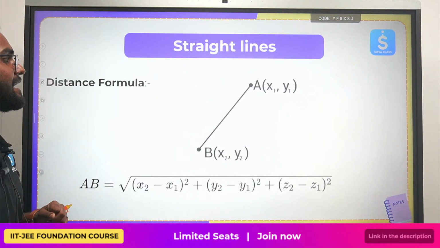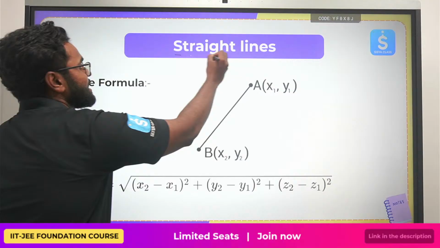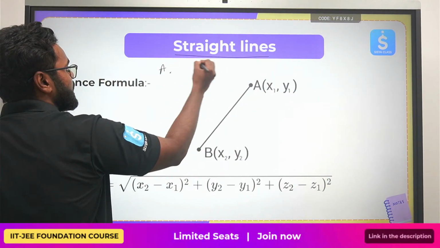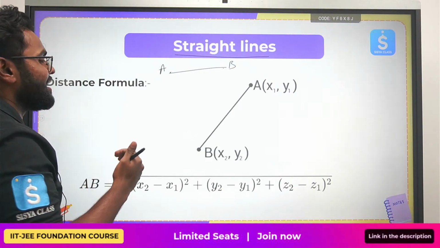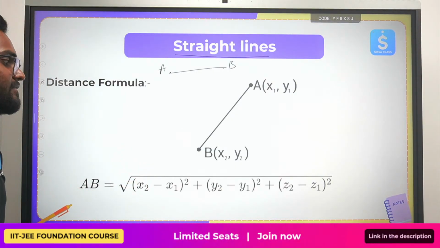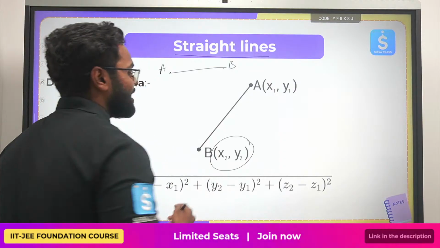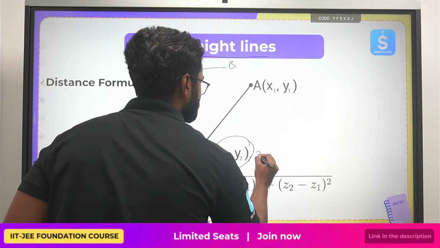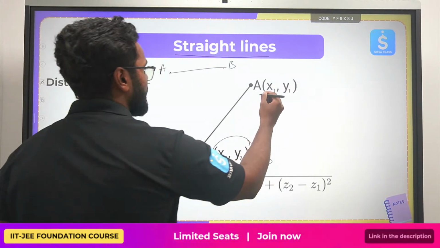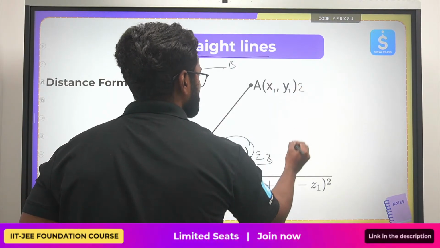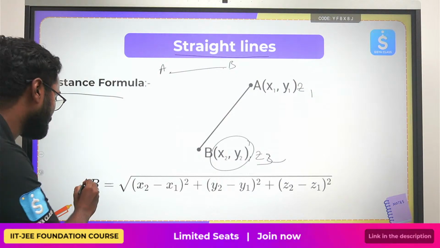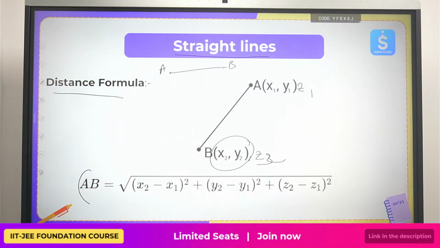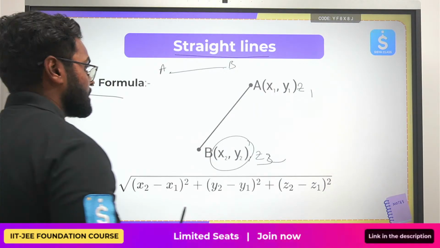Now coming to straight lines. You know what's a straight line? Point A and point B are said to form a straight line if they do not have any curves. In the previous classes we studied in two axes. Now we'll be learning the third axis, which is the z axis, right? Now in this we'll have z2, z1. Now the distance formula, as we have studied in the earlier classes, AB is equal to the square root of x2 minus x1 whole square plus y2 minus y1 whole square plus z2 minus z1 whole square.